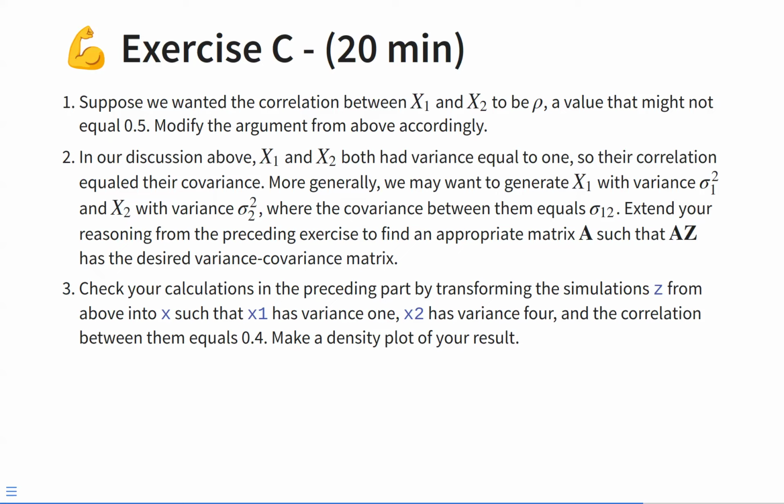Finally, I'd like you to check your calculations in the preceding part by transforming our simulated z from above into a matrix X so that X1 has variance 1, X2 has variance 4, and the correlation between them is 0.4. And why not make a beautiful density plot of your result? So as usual, please pause the video and then you can check your solutions against those on the course website.